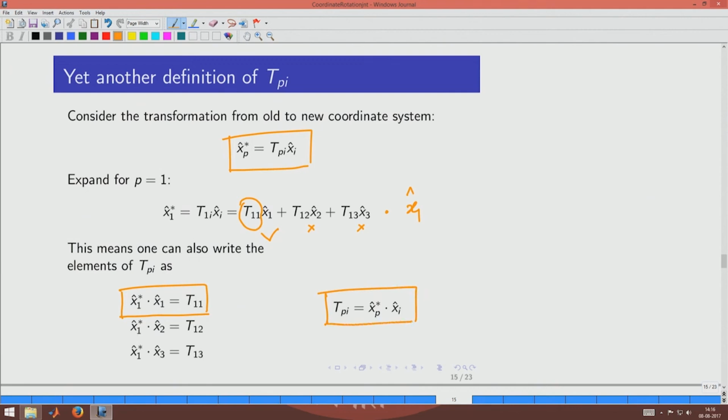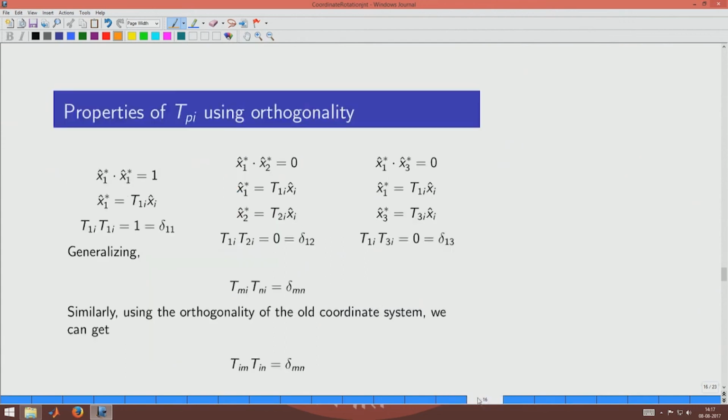Which means that in case the new coordinate system axes are given in a vectorial form of the old coordinate system, then you can just do the dot product and we can get all the 9 elements of the transformation matrix directly using this kind of a relationship. So, either way we need to get the matrix T, so that we can define the transformation completely.